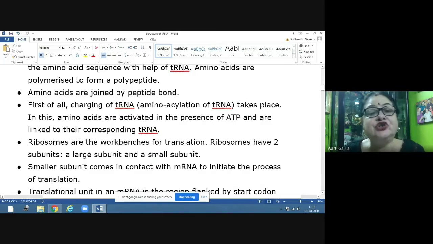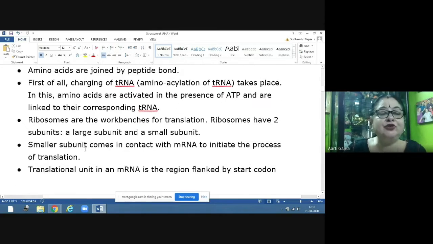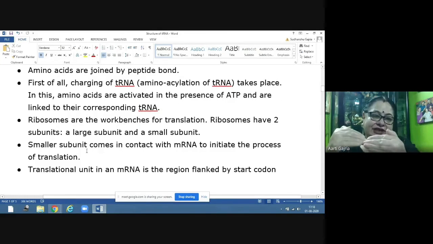Now ribosomes. Where is translation taking place? Translation is taking place at ribosomes, and ribosomes are the workbench for translation. Ribosomes have two subunits. 50S is the large subunit, 30S is the small subunit. So a large subunit and a small subunit. Now the smaller subunit comes in contact with messenger RNA.